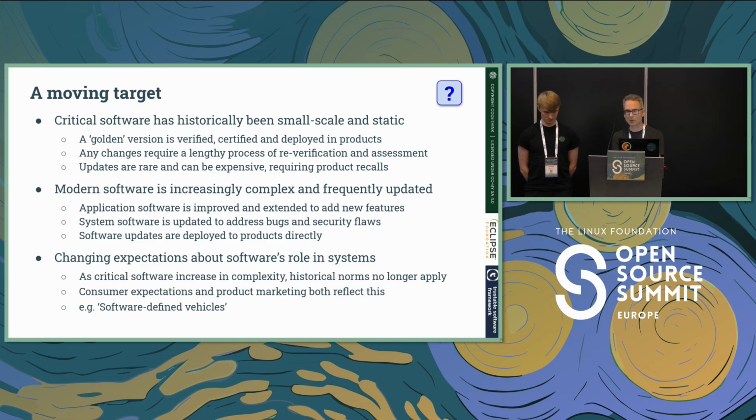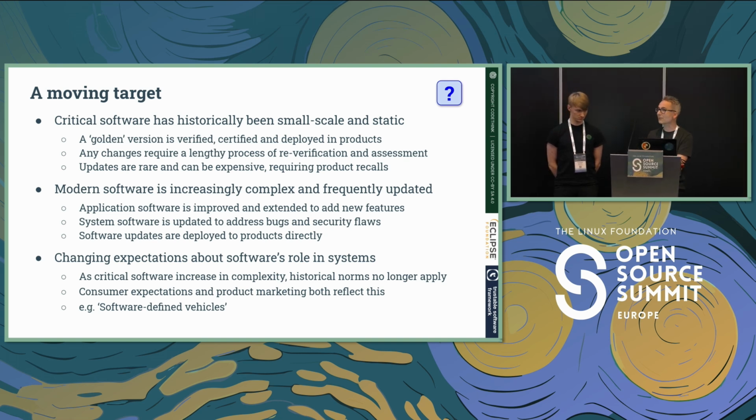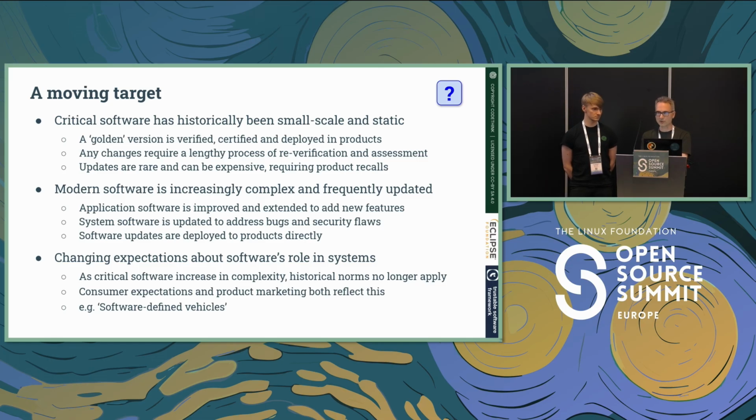Critical software has historically been small scale and relatively static. You verify a golden version and that's it. You stick with it. You change it as little as possible. But modern software is increasingly complex and frequently updated. And the Linux kernel is a very prime example of this. But there's also changing expectations about software's role in systems. It's not just a simple control algorithm. It's something that's doing a lot more, and it has a much more central role. But it's also that consumer expectations, and in particular product marketing, are reflecting this. If you're talking about software-defined vehicles, you know software really is changing in its role.